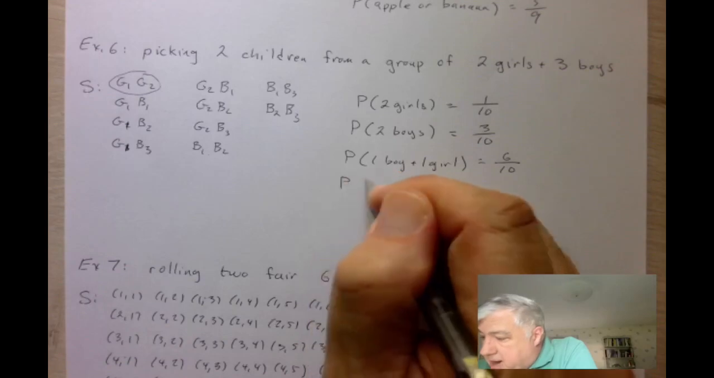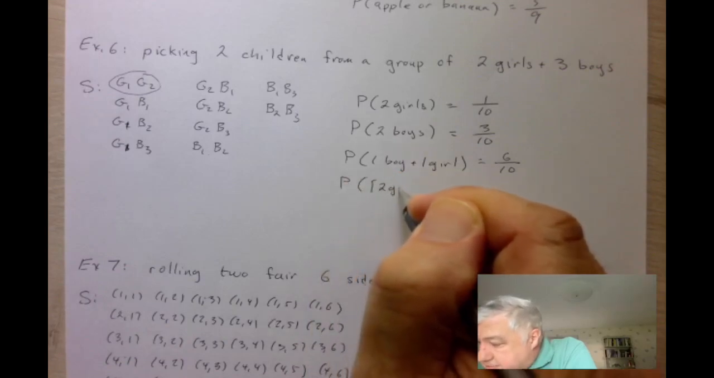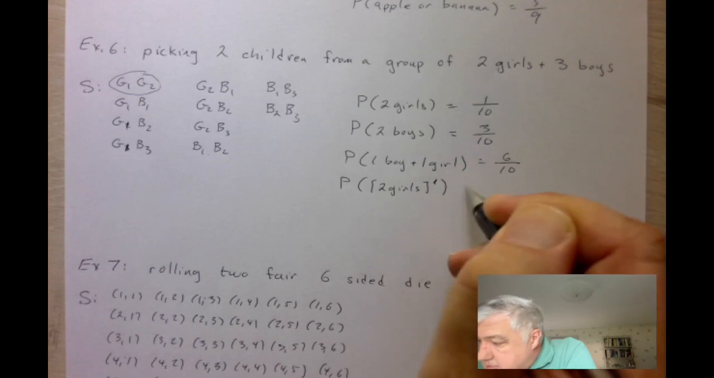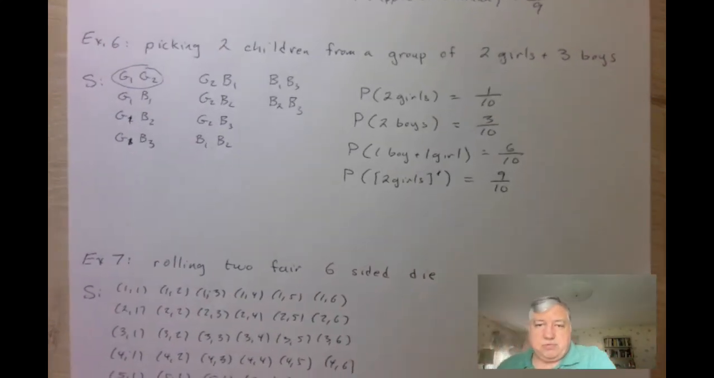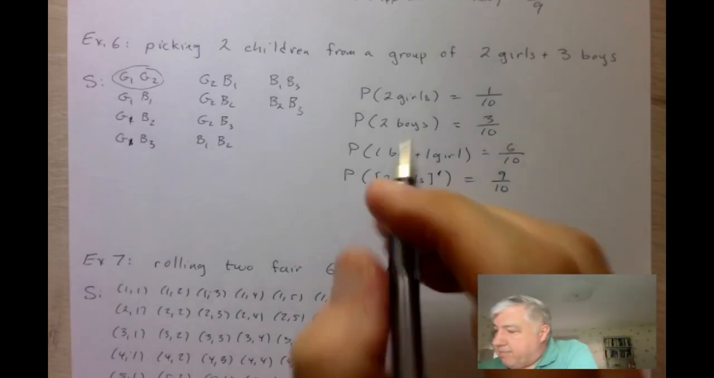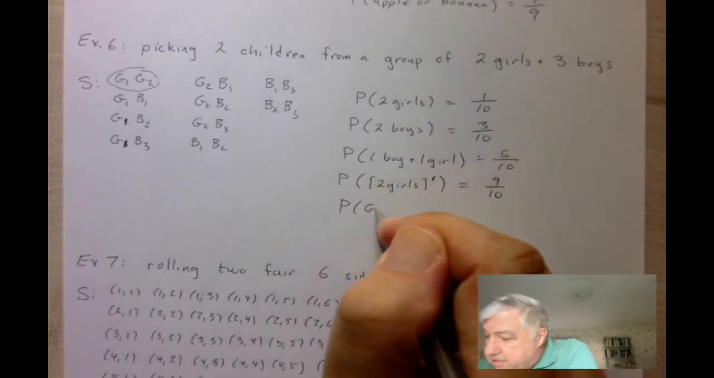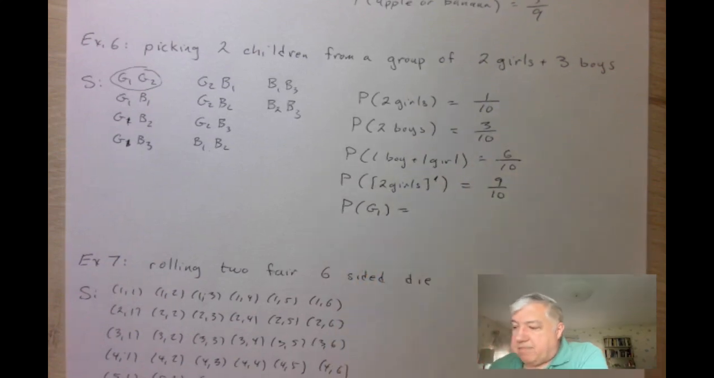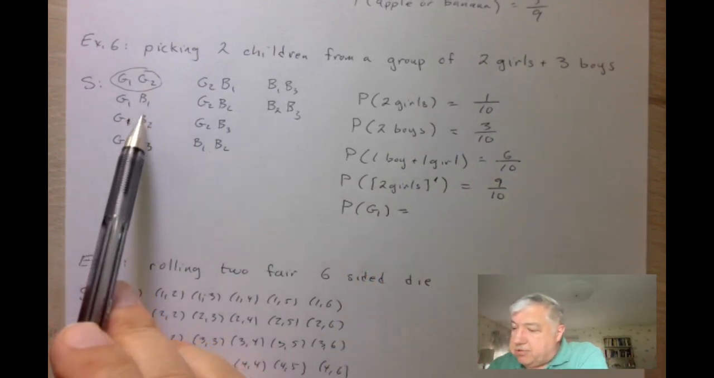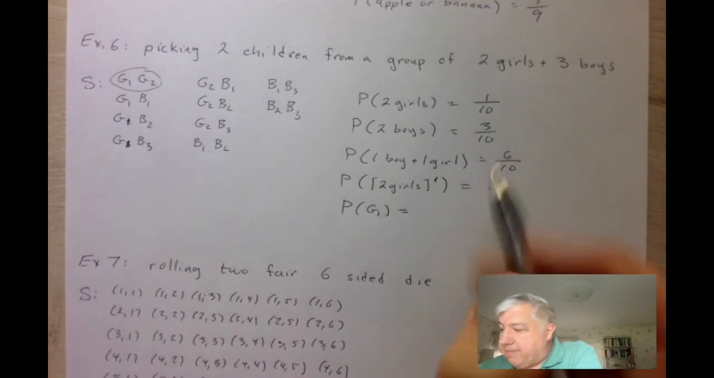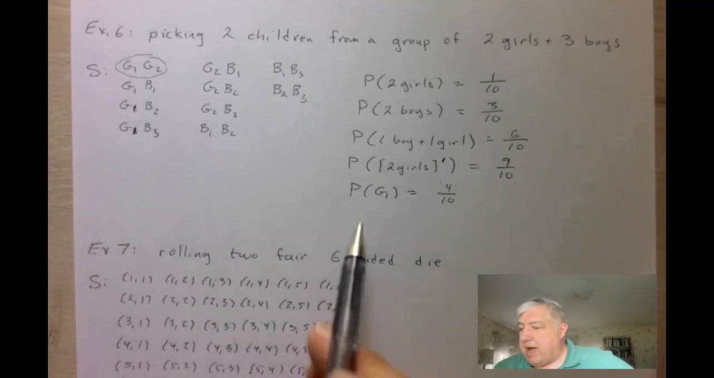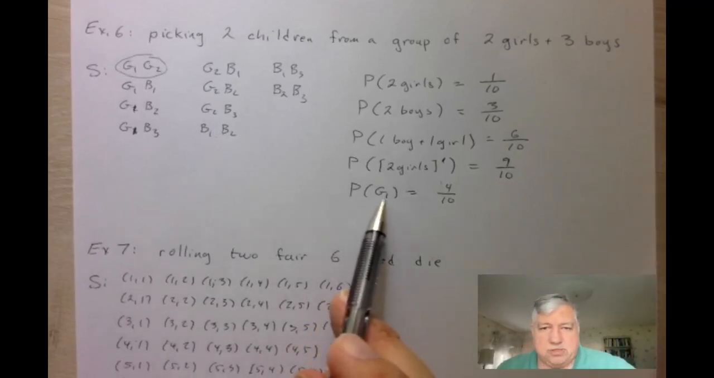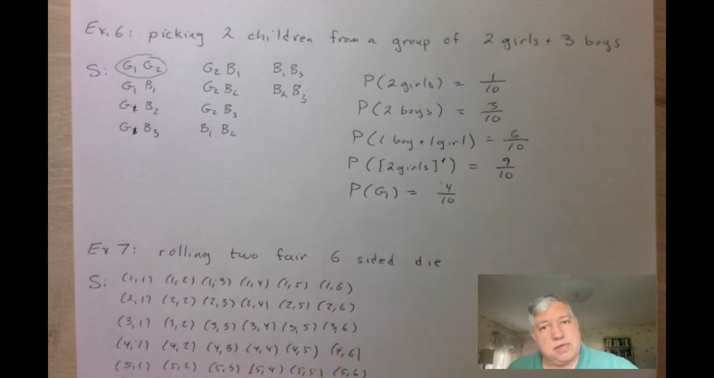So we could say maybe the probability of the complement of 2 girls would be 9/10. And of course, that would be 1/10 plus 9/10 is 1. Right? If we wanted to talk about the probability of the first girl being picked, we can see there's 1, 2, 3, 4 ways that can happen. So that would be 4/10. And by this, I mean the girl 1 is one of the 2 children picked.